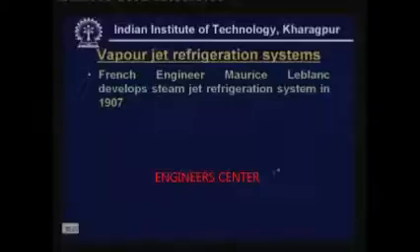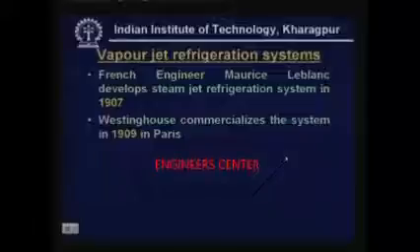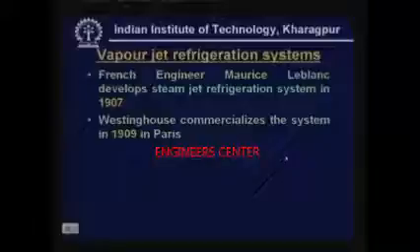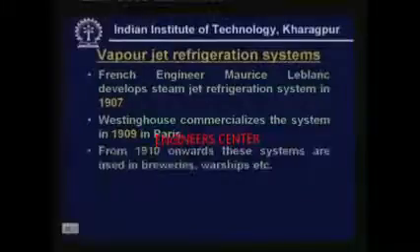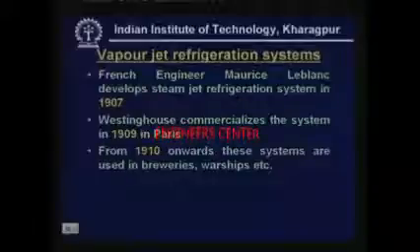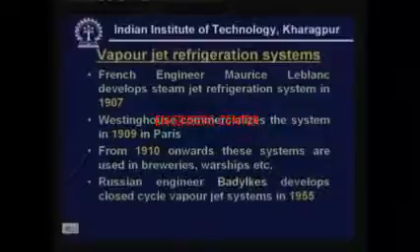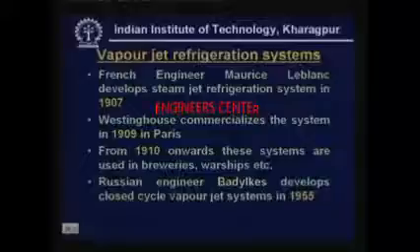The first vapor jet refrigerant system was designed and developed by French engineer Maurice Leblanc in 1907. So he has used steam. Then Westinghouse commercialized these systems in 1909 in Paris. And from 1910 onwards, these systems have been used very widely in warships, breweries, etc. And the Russian engineer Badel developed closed cycle vapor jet systems in 1955. So he did not use steam, but he used other refrigerants for providing the refrigeration.